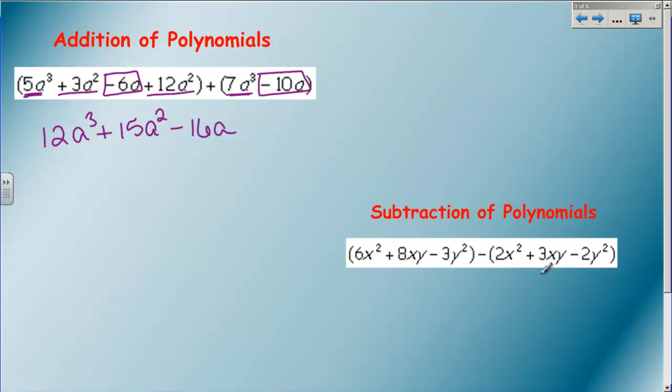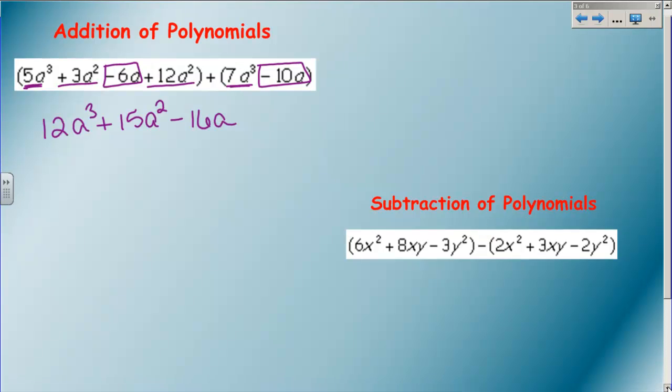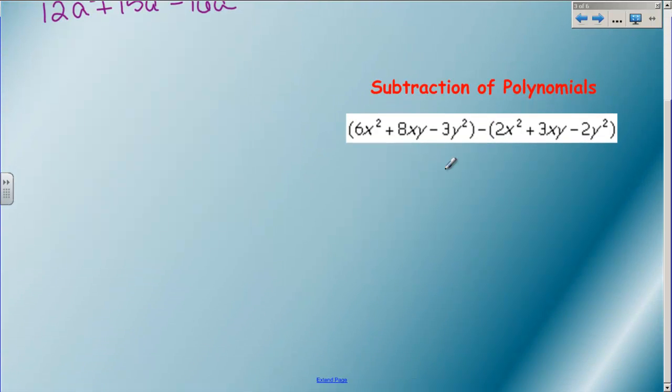So subtracting polynomials, this one's going to be a little different, because this negative sign, or this subtraction sign that is in between the 2 sets of polynomials, means I have to minus this, and minus this. So I think it is helpful to rewrite this problem by distributing the negative to everything in here. So I'm going to rewrite this. I have 6x squared plus 8xy minus 3y squared. That's the first polynomial that you had. Now I'm going to distribute this negative to all of these.